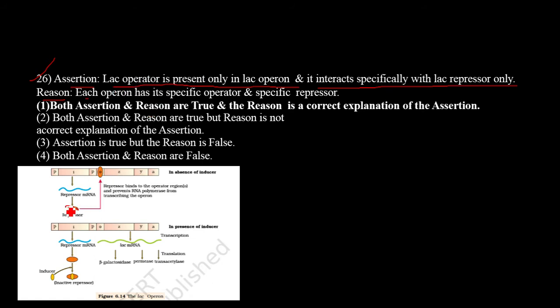Here the repressor is the lac repressor protein, an inhibitor protein. Each operon has its specific operator and specific repressor. Yes, each operon has its specific operator, specific repressor. The reason is correct, the assertion is correct, and the reason is the correct explanation for the assertion. Hence, question number 26, option 1 is correct. Both assertion and reason are true, and the reason is the correct explanation for the assertion.